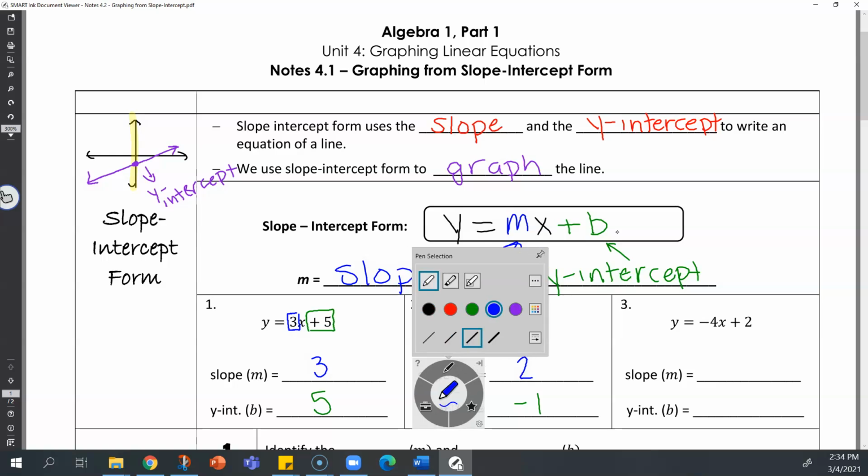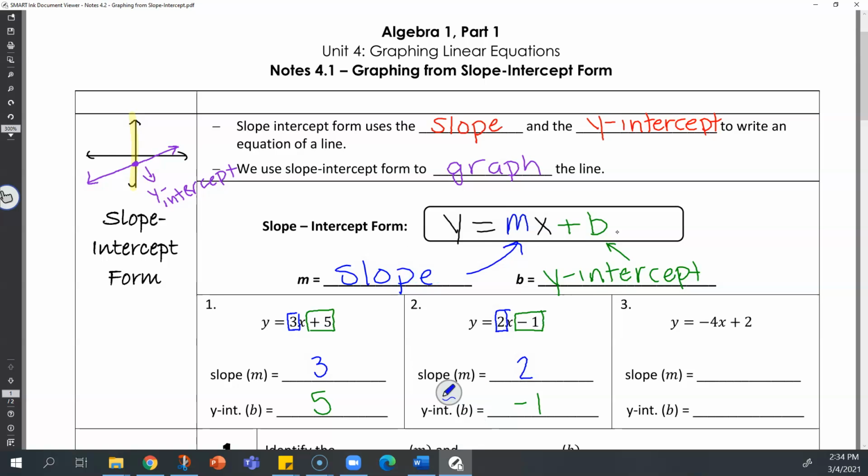For number 3, y equals negative 4x plus 2, I'm just going to follow that same process. The slope is my number connected to x when y is all by itself. The number connected to x in this case is negative 4, so negative 4 is my slope. My y-intercept is the number that's all by itself, which in this case is positive 2. So my y-intercept for this equation is 2. We will do more practice with identifying these pieces until this gets a little more comfortable for you.